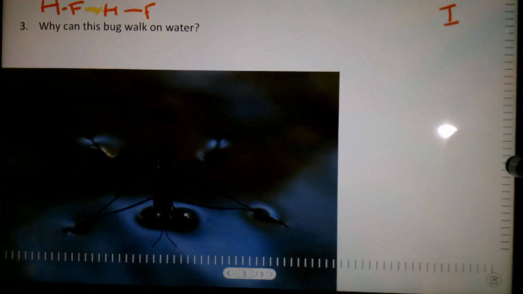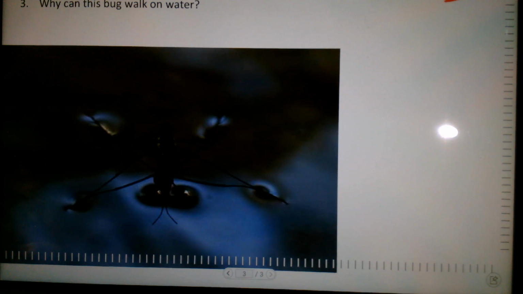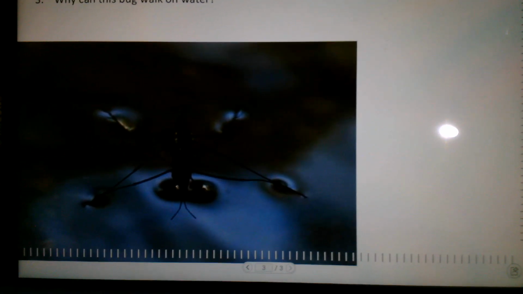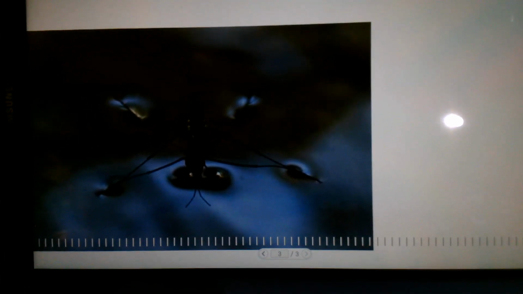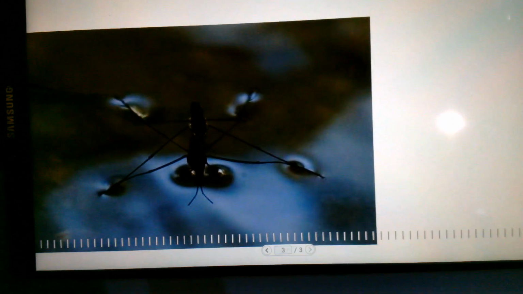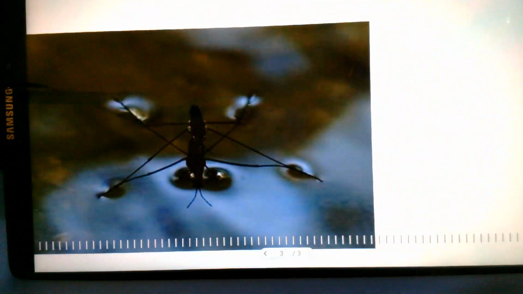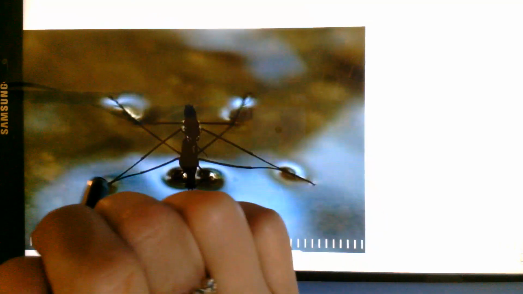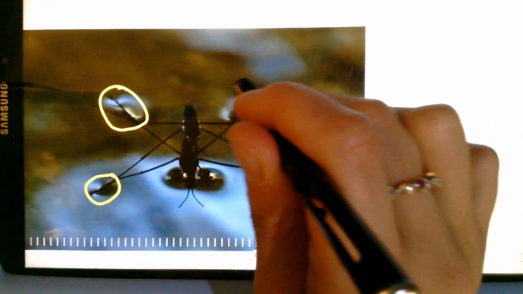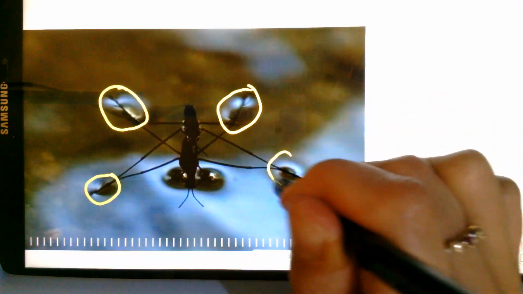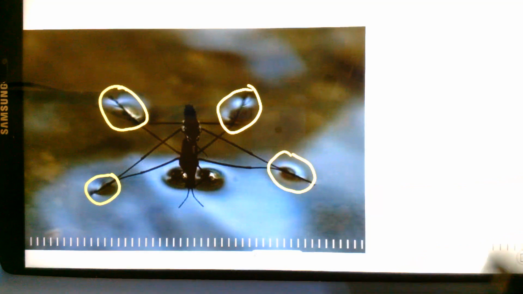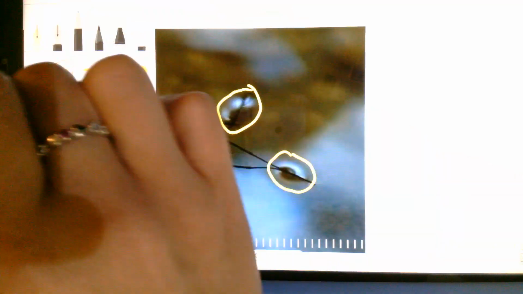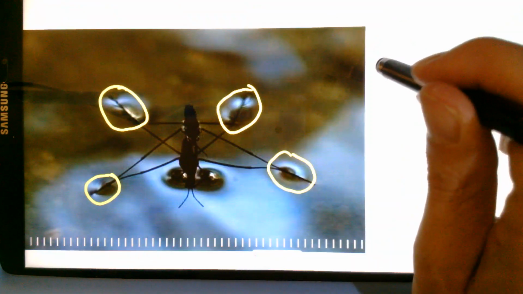Okay, so to wrap up this section, let's go back. Why can this bug walk on water is the question right here. You can see it here, where his little bug feet are on the water, we see it dimpled in. So the answer to this is surface tension.